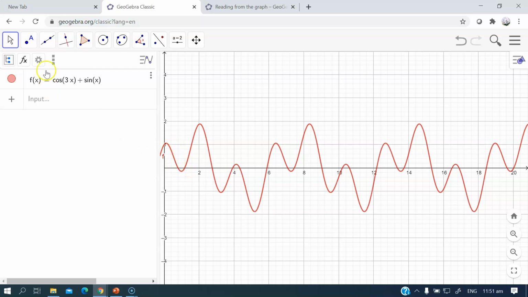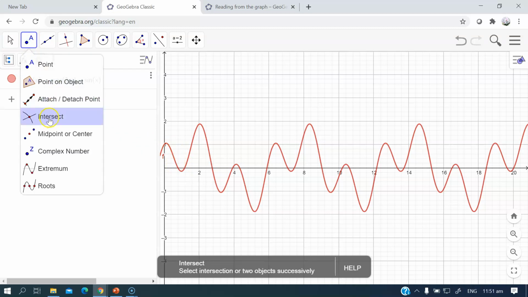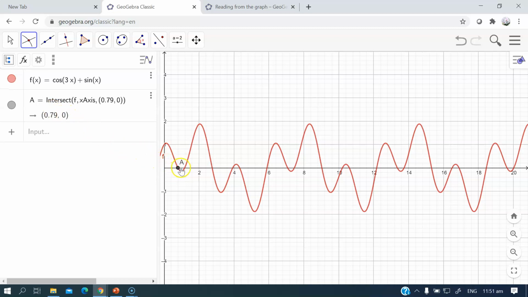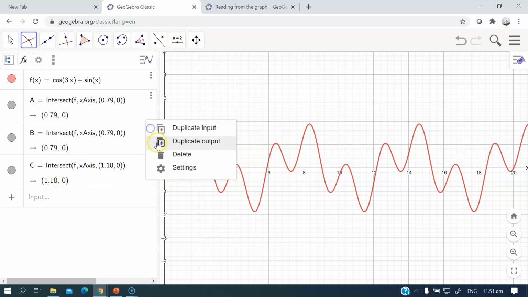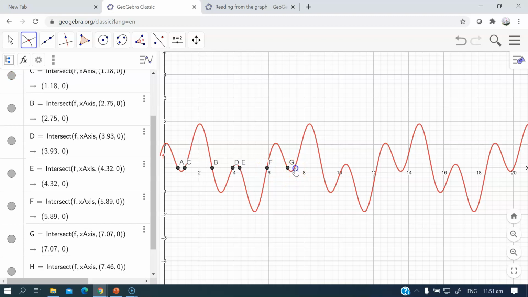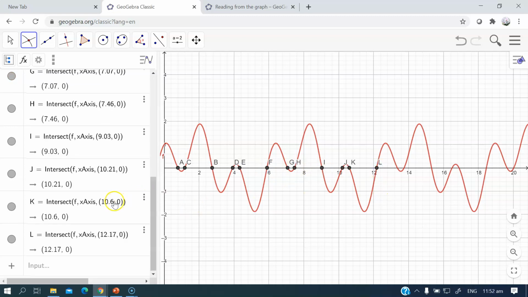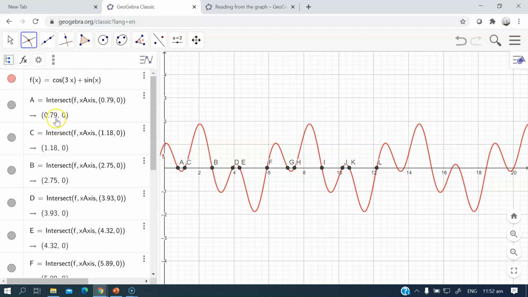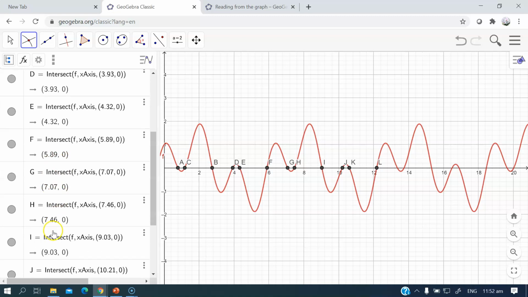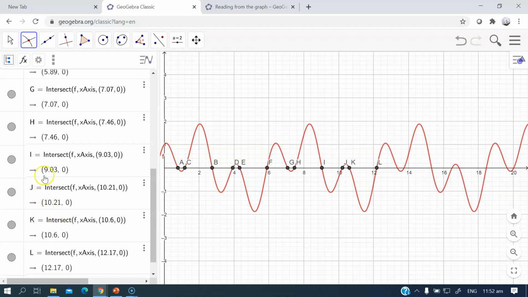Means that here, if you want to get the intersection point, that is the values of x when our function f crosses this x-axis, we go to this dot here. You can see we have intersect, and then you can click here the value. You can get the value for the next one. And then here, also the intersection point. So now we have all the values that cross the x-axis, which are 0.79, 1.18, 2.75, 3.93, 4.32, 5.89, 7.07, 7.46, 9.03, 10.21, 10.6, and 12.17.